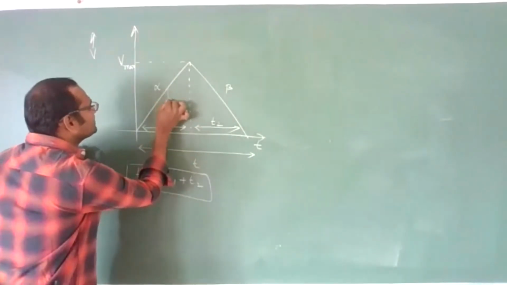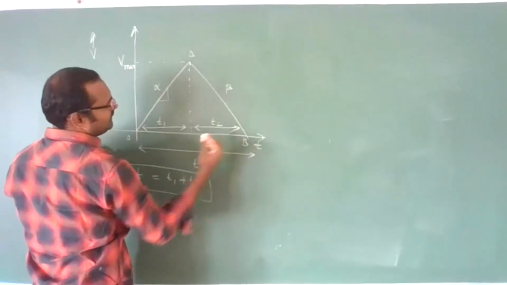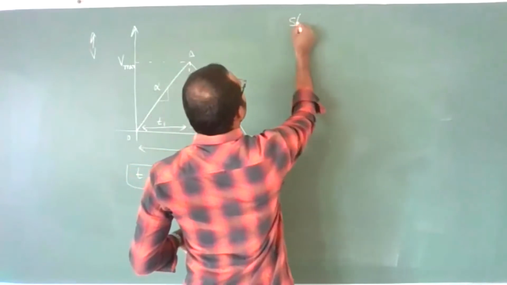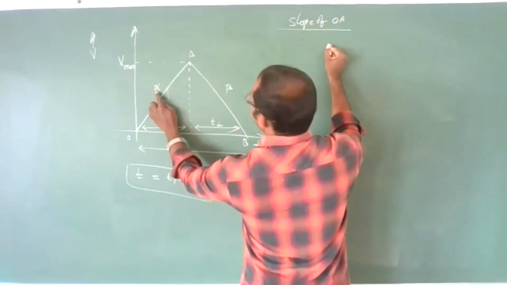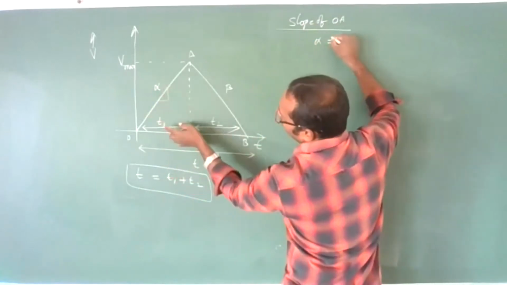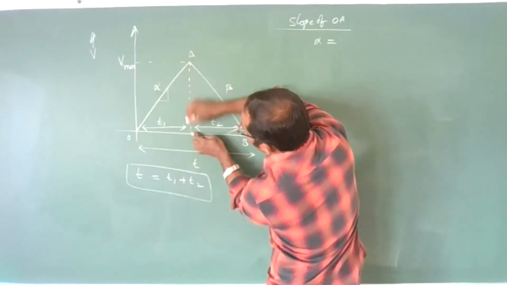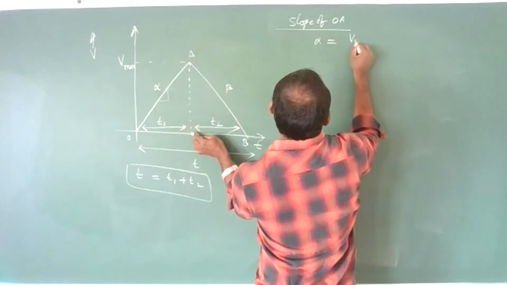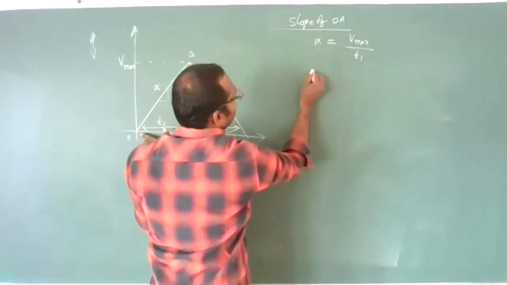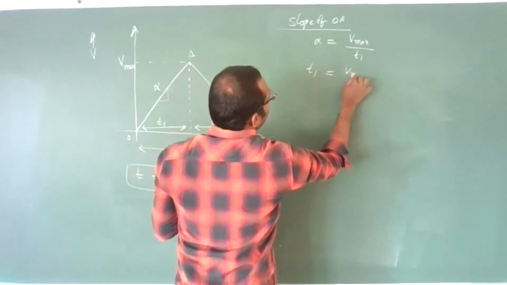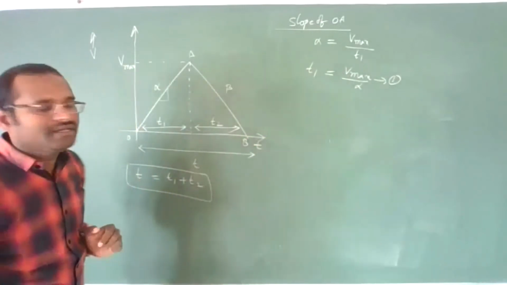Now take the slope of this graph. OAB I am taking. Slope of OA gives you what? Acceleration. That is equal to vertical displacement by horizontal displacement. Vertical displacement is 0 to V maximum, upon horizontal displacement, which is time t1. Then t1 is equal to V maximum upon alpha. Equation number 1.